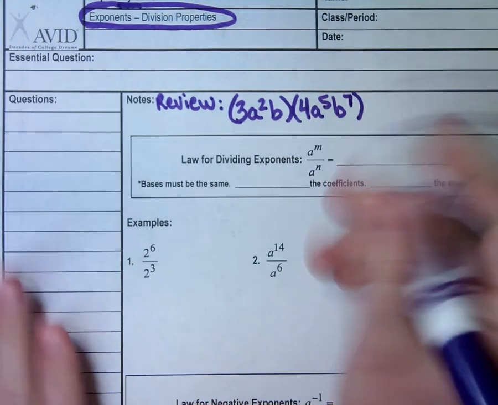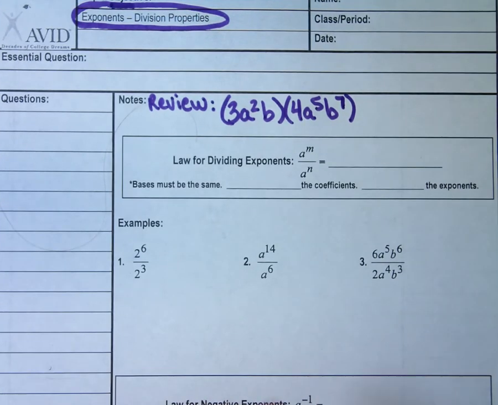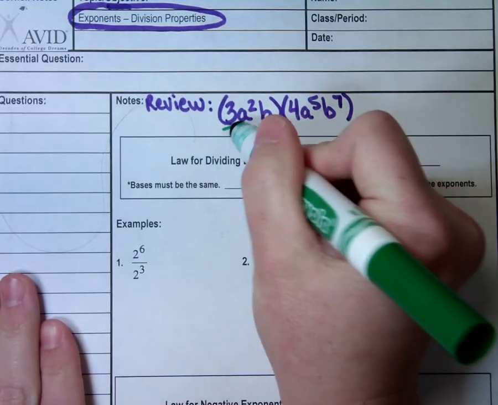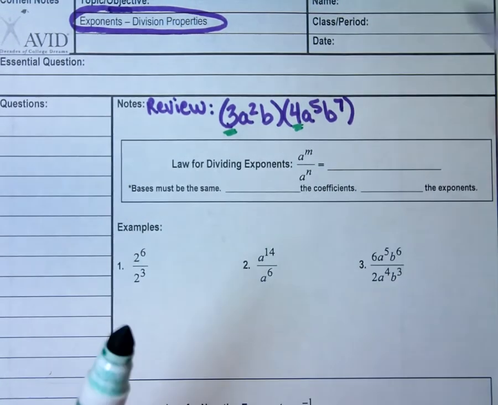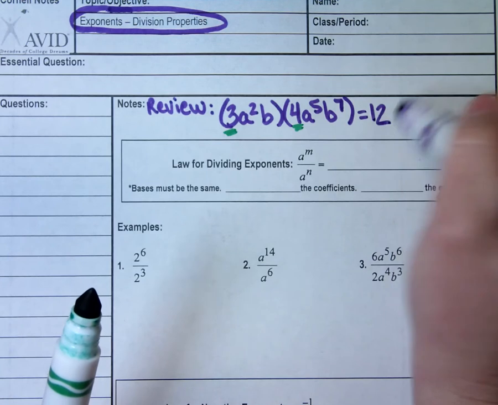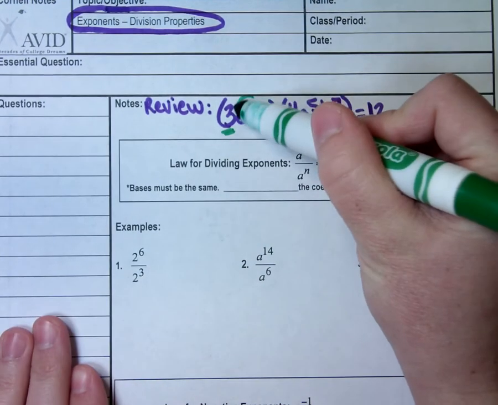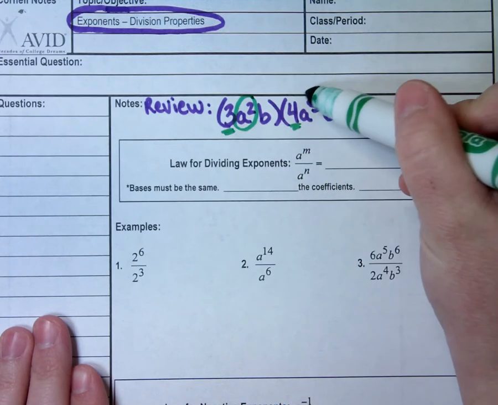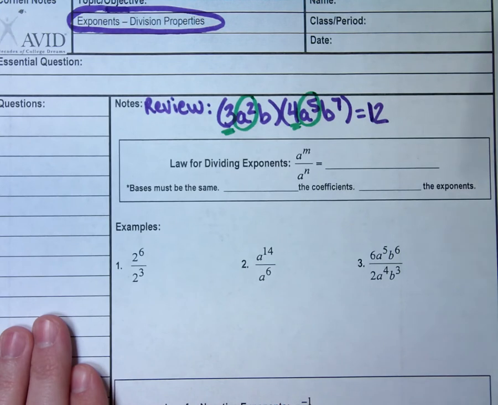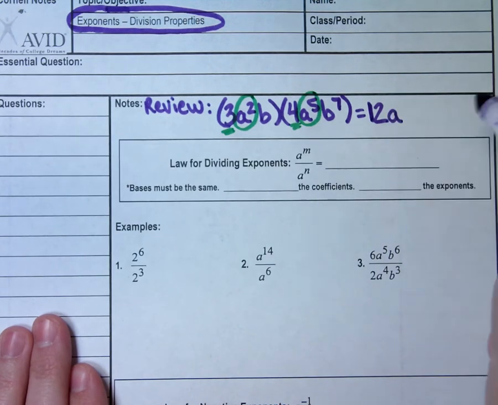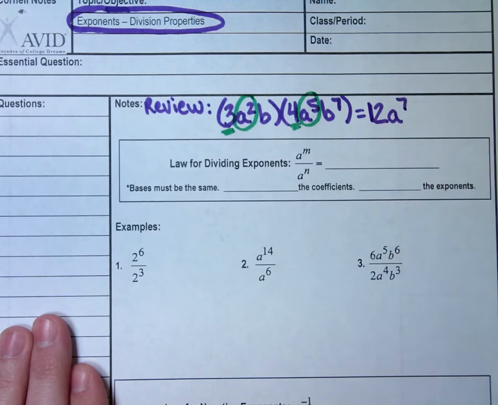Since my parentheses are smushed together, I know that I'm multiplying. So I start off by multiplying the coefficients. So I multiply the 3 times the 4, and 3 times 4 makes 12. Then I multiply my a's together, and we learned in the last lesson that whenever you multiply the same base, they both have a base of a, whenever you multiply the same base, you keep that base, whatever it is, and you add the exponents. 2 plus 5 is 7.